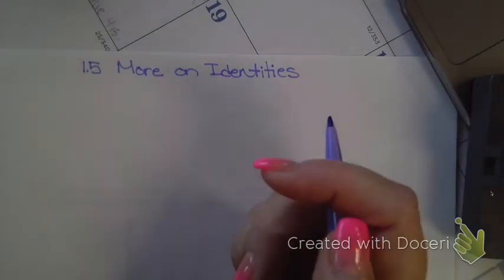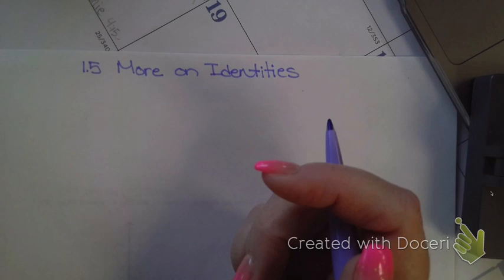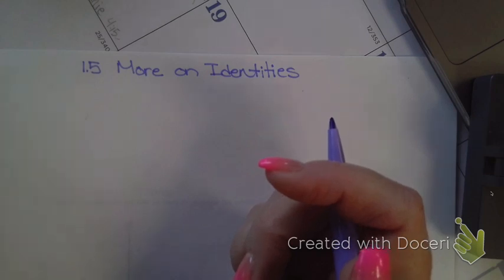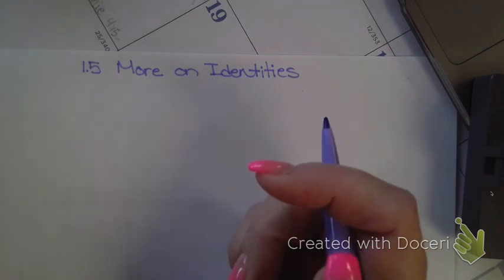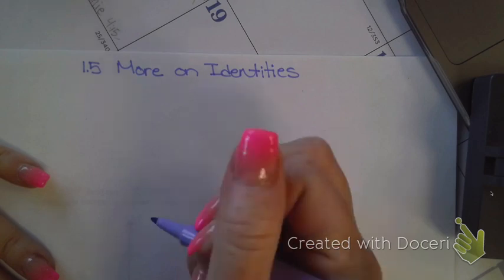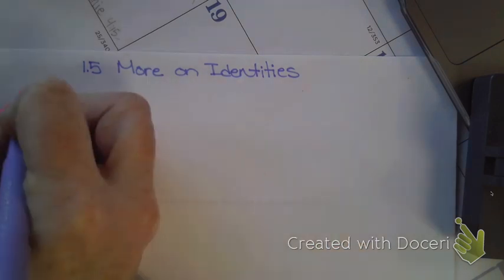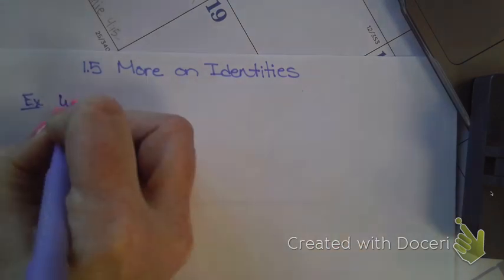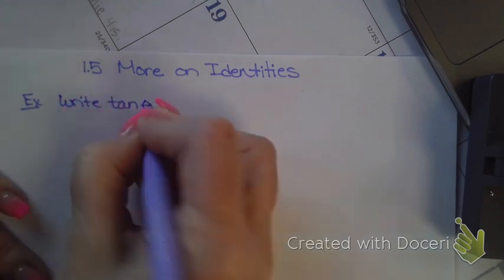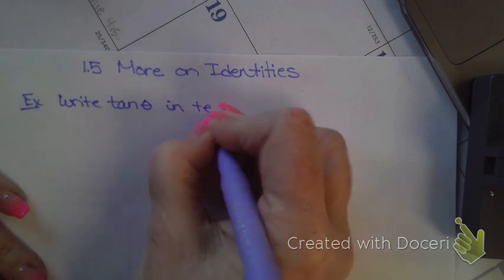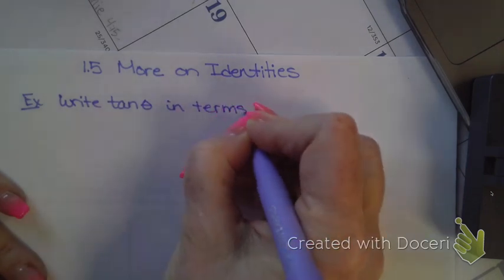Okay, so 1.5 and the title is So Creative, More on Identities. So we're just going to be using identities to write functions and other terms, like in terms of one function, just manipulating them. So write tangent in terms of sine.